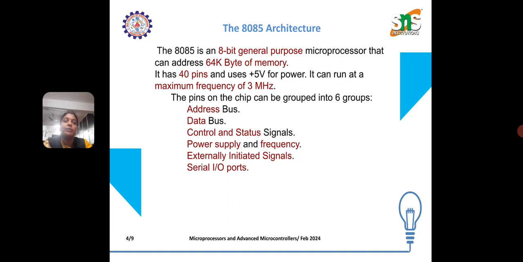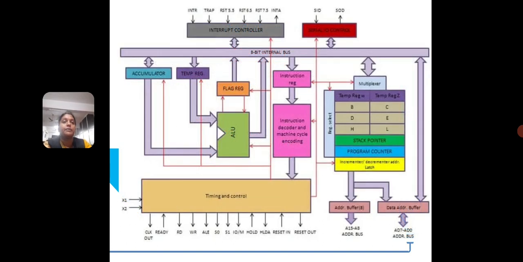And it is a 40-pin IC. It uses plus 5 volt for power supply. It can run at a maximum frequency of 3 megahertz, that is, the clock speed is 3 megahertz. So the pins on the chip can be grouped into 6 groups, that is address bus, data bus, control and status signals, power supply and frequency, externally initiated signals, and serial input output bus.